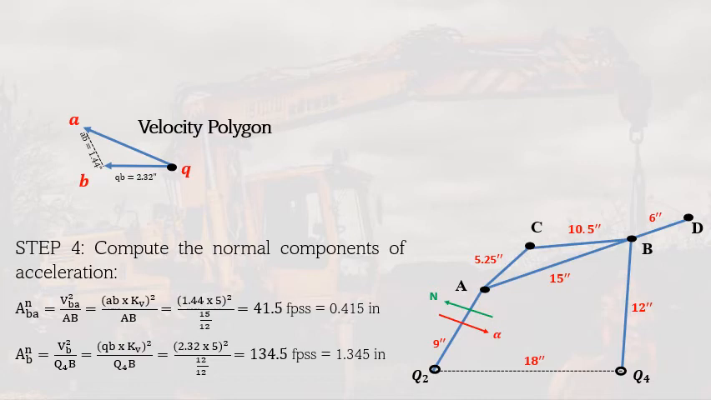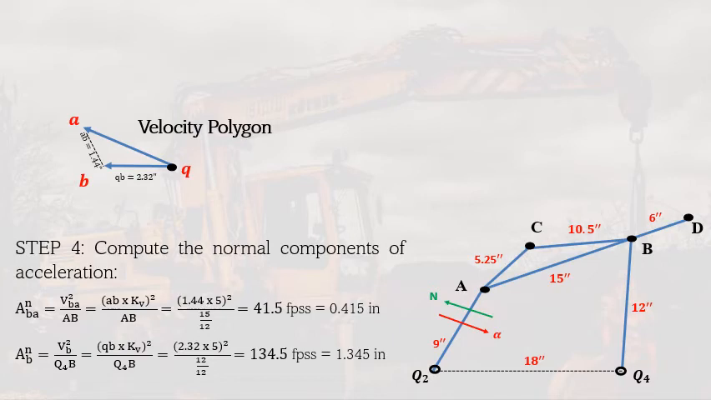For the acceleration of B normal, we know that the acceleration of B normal is its acceleration relative to the axis of rotation. That is Q4. So take note that B rotates with respect to Q4. So it has an absolute velocity relative to 4, and it has a relative velocity relative to A. So the value of the acceleration of B normal can be computed by the velocity of B squared divided by the distance Q4B. Or simply, its velocity here, perpendicular to this link Q4B, divided by the length of the link Q4B.